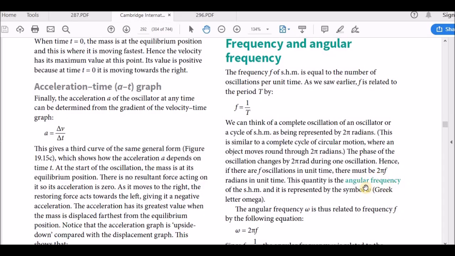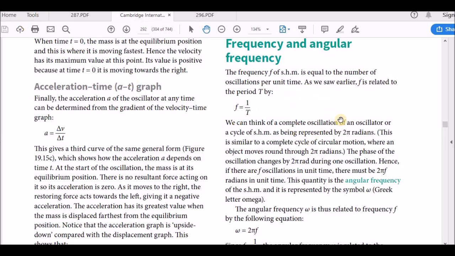Now you can see omega is angular frequency. When you learned about circular motion, you learned that this omega is the angular speed. Omega is the angular speed in circular motion, but in simple harmonic motion we call this the angular frequency. The same symbol is used but with two different names.